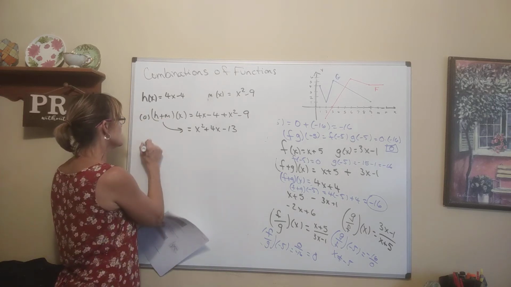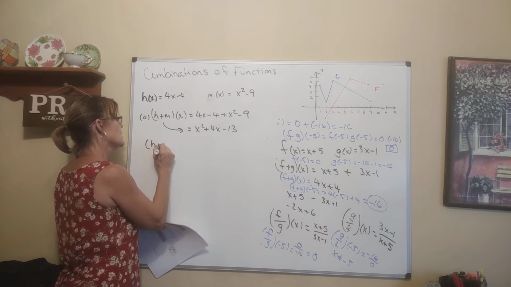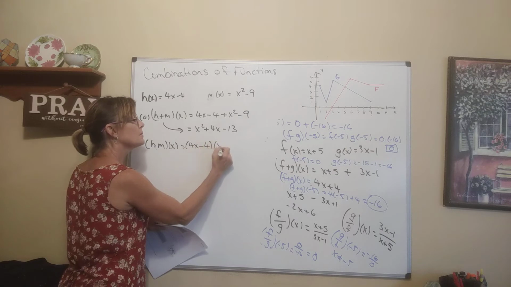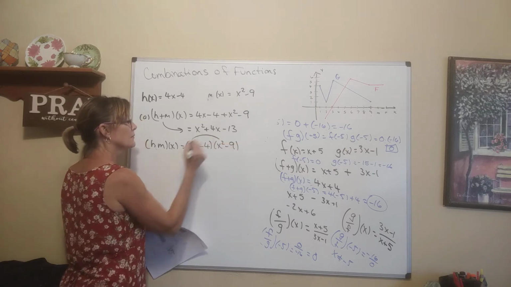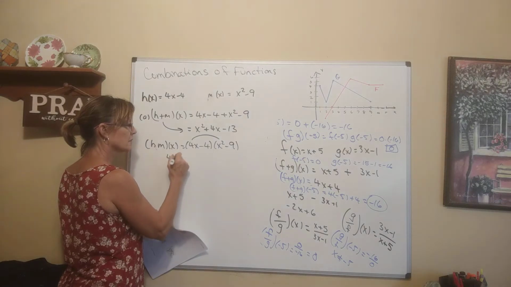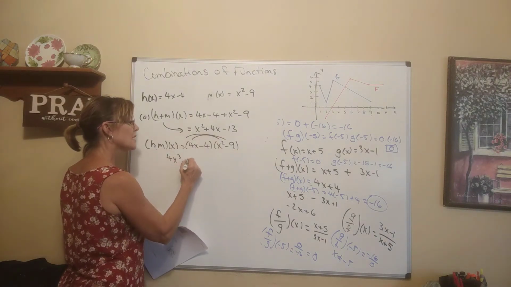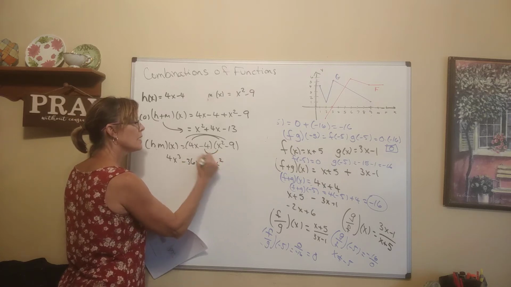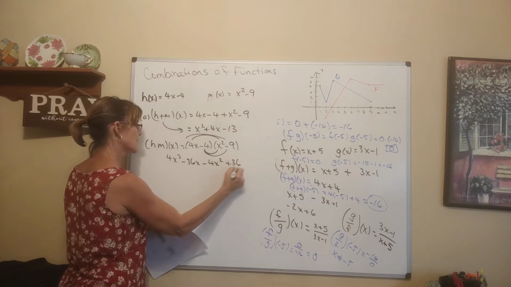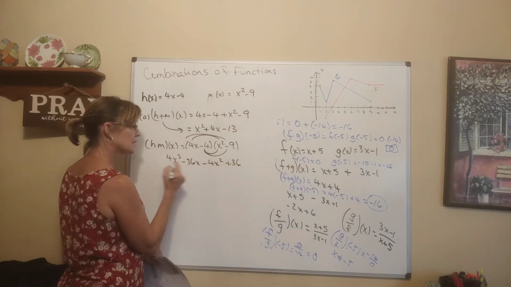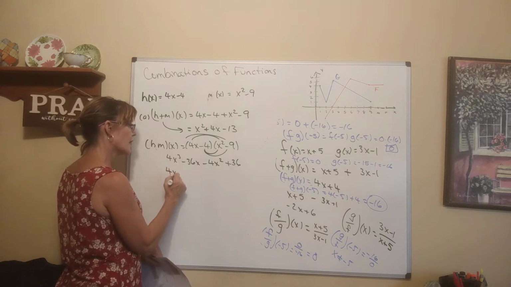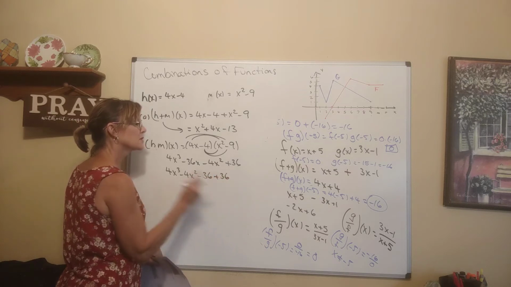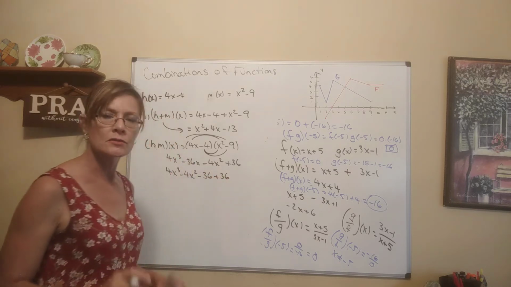How about h times m? h times m of x. What does that equal? Let's see, 4x minus 4 times x squared minus 9. 4x times x squared is 4x to the third. 4x times negative 9 is negative 36x. Negative 4 times x squared is minus 4x squared. And negative 4 times negative 9 is a positive 36. So h times m of x gives us this new cubic function: 4x cubed minus 4x squared minus 36x plus 36. So not all that hard, but it's important that you understand what this notation means.